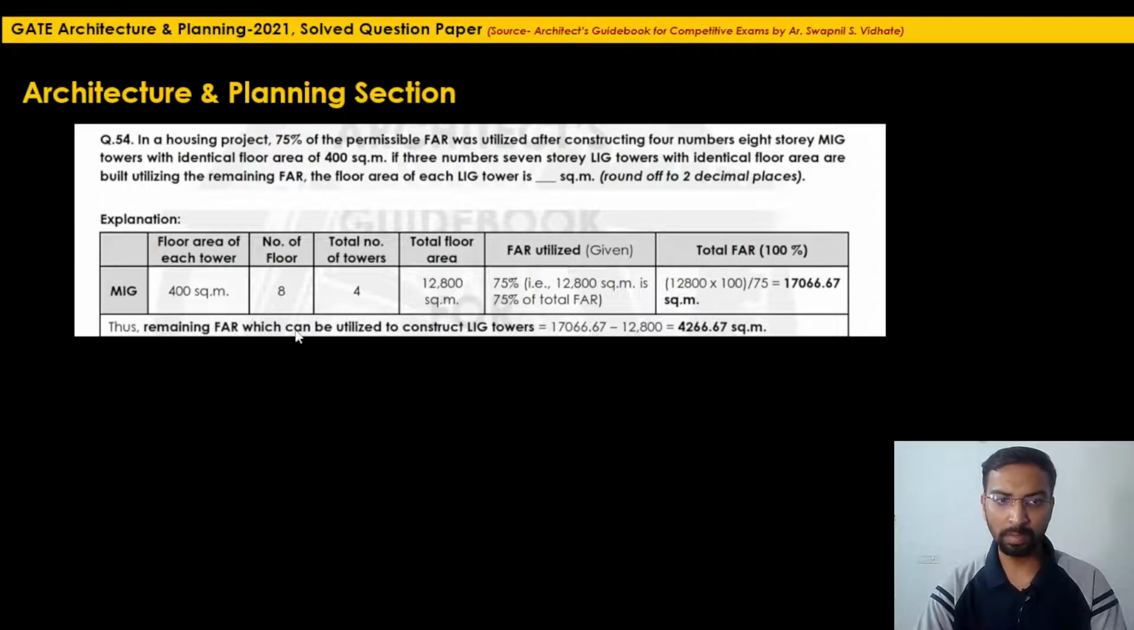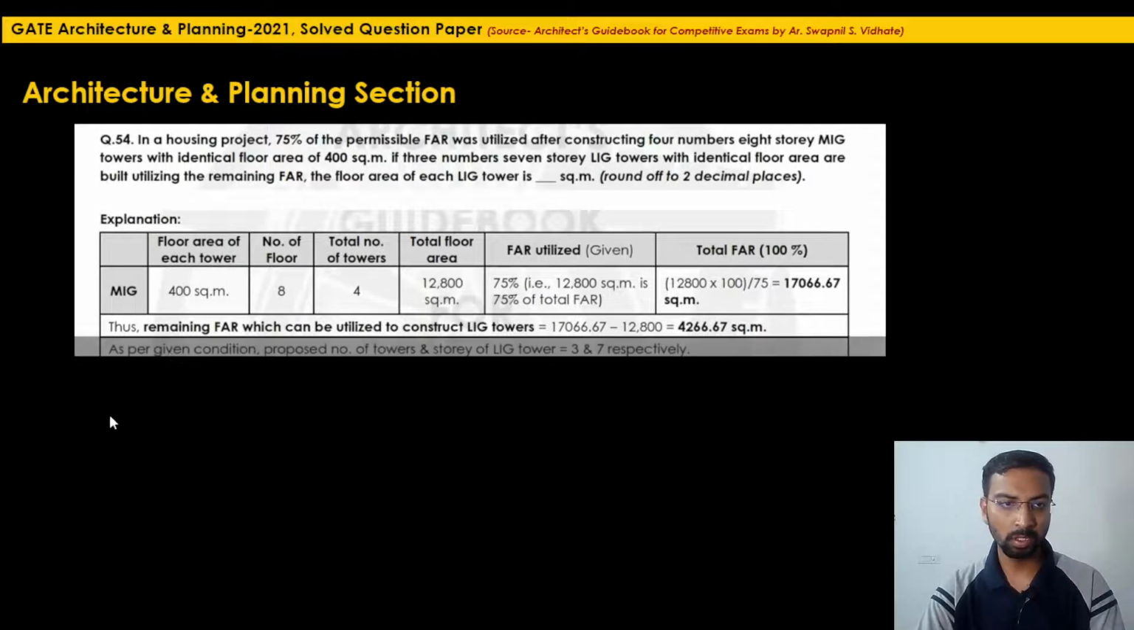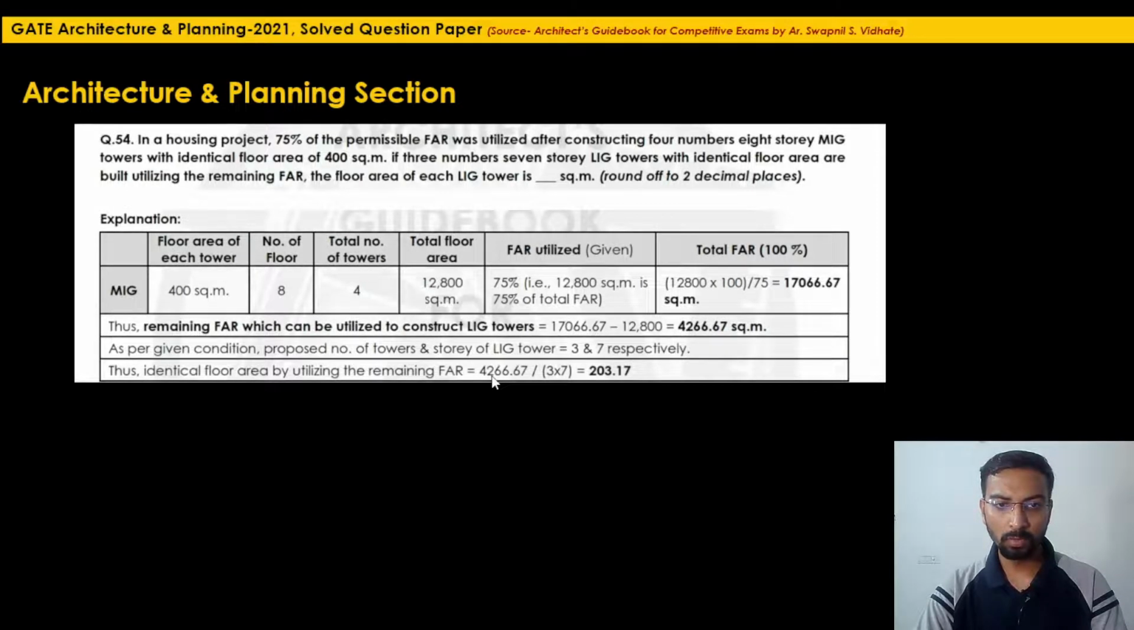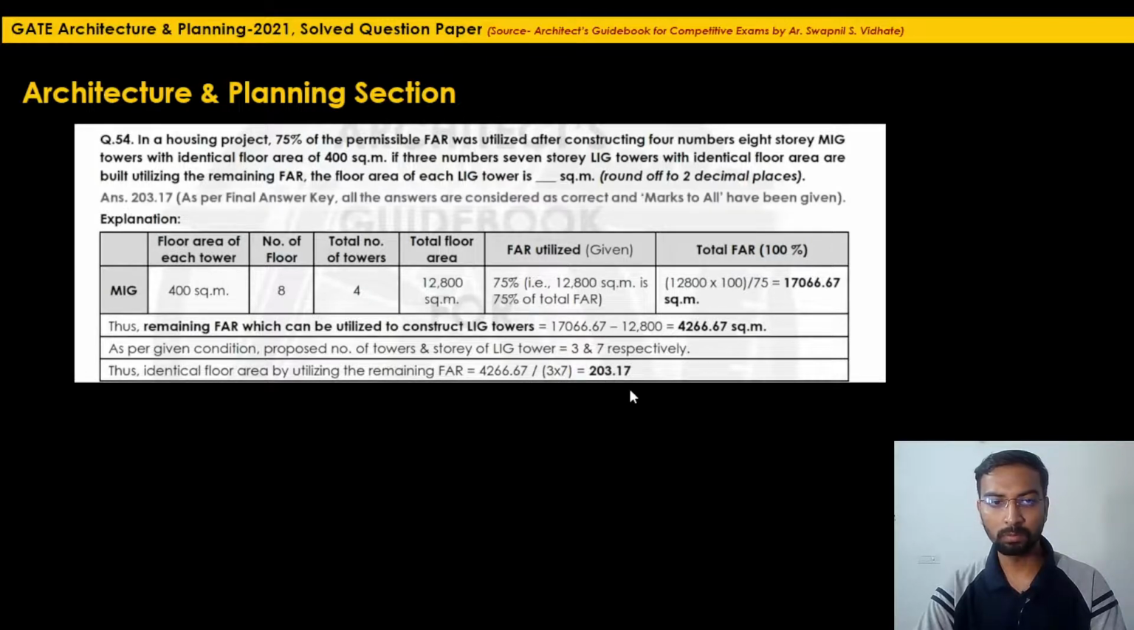As they have mentioned, the remaining FAR which can be utilized to construct the LIG towers will be 17,066.67 minus 12,800. So this much floor area is available for LIG towers. Just see what condition they have given. They have proposed 7 stories and 3 towers. So 3 into 7, 21. If we divide this area by 21, we will get the floor area of each LIG tower. 4266.67 divided by 7 into 3 gives 203.17. This is the final answer.